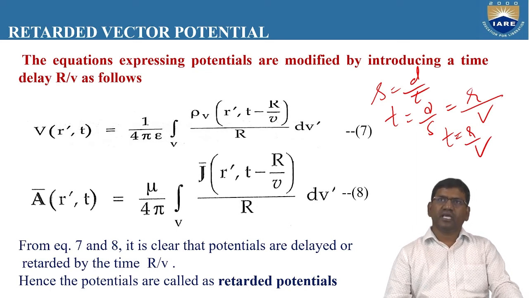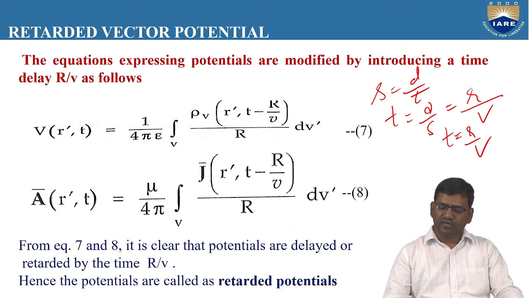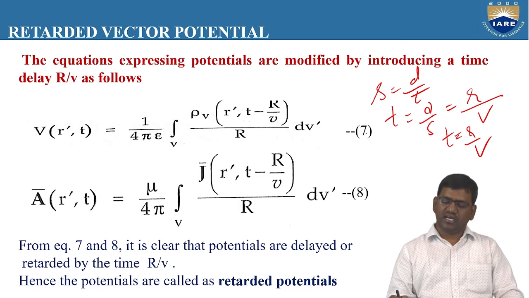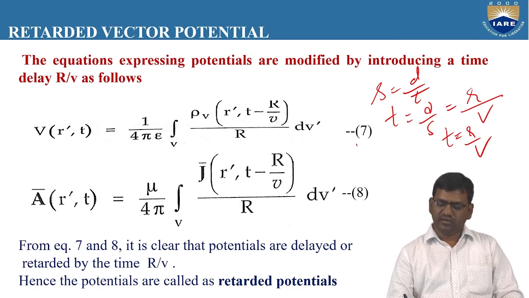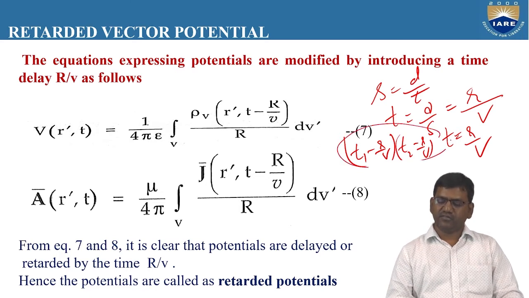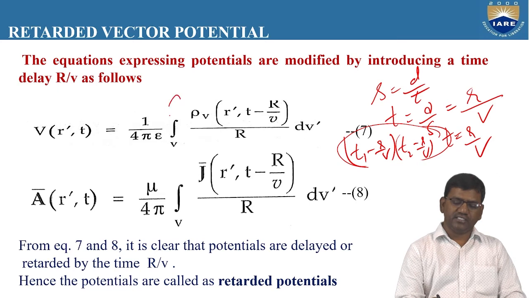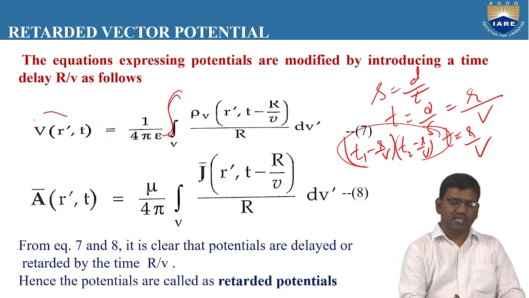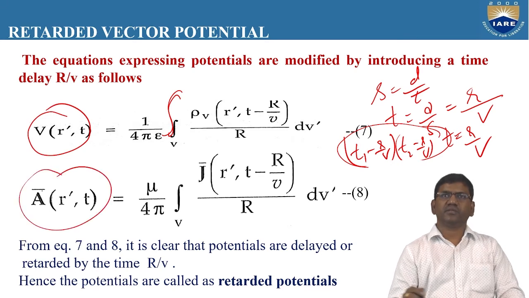So if we want to calculate the potentials at a distant point P, we need to consider the earlier potentials also. That means we need to calculate at T1 minus R by V and T2 minus R by V. Whichever radiations happen at these time intervals also, we need to consider, and we need to do the integration, the summation of all those potentials, to calculate the electric scalar potential and the magnetic vector potential.